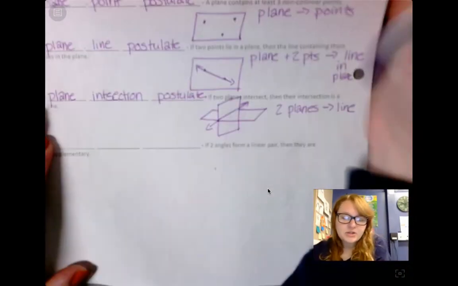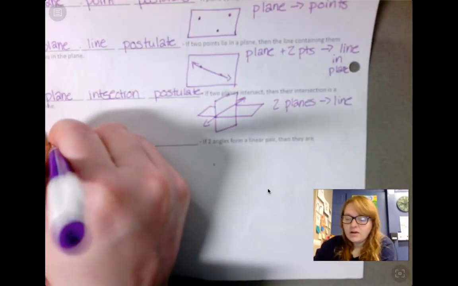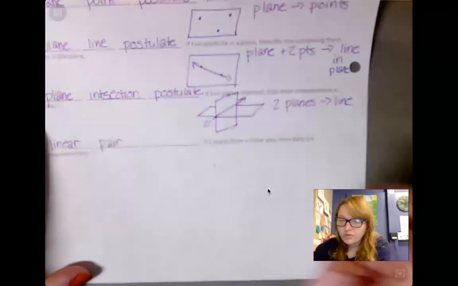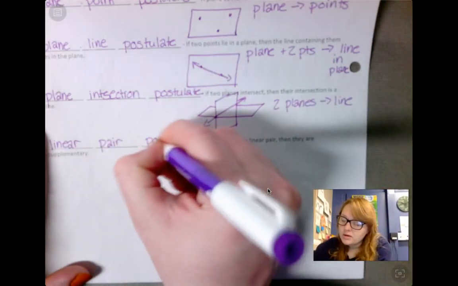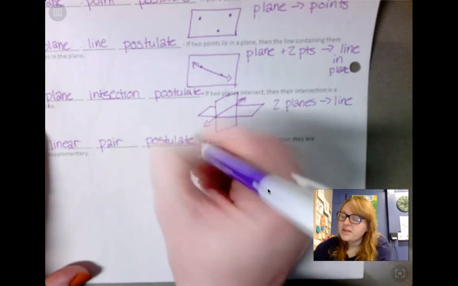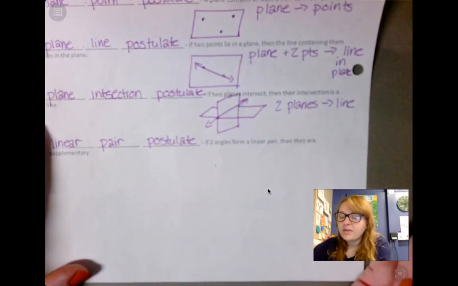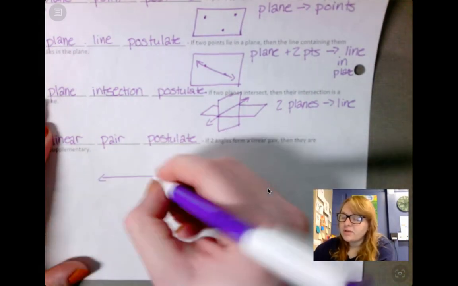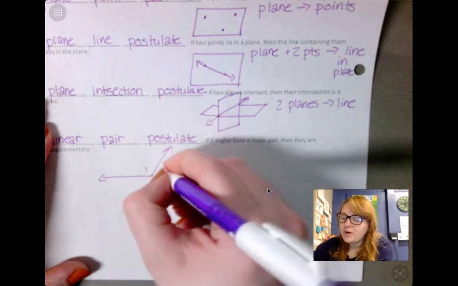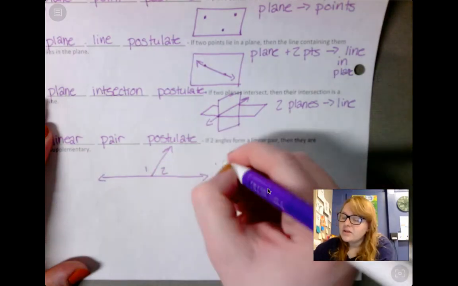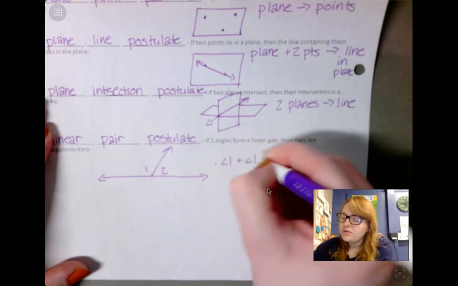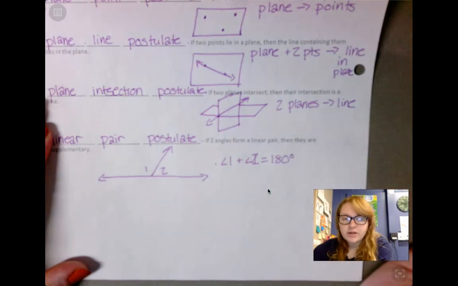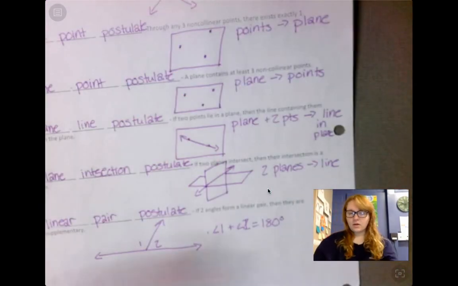And then the last one here is the linear pair postulate. We use this on our homework from Tuesday. And this one says if 2 angles form a linear pair, then they are supplementary. Okay, so if we have a linear pair, which remember is just 2 angles that form a straight line, this will be angle 1 and this will be angle 2, then you can add angle 1 and angle 2 and have them equal 180 degrees because that is the definition of supplementary.